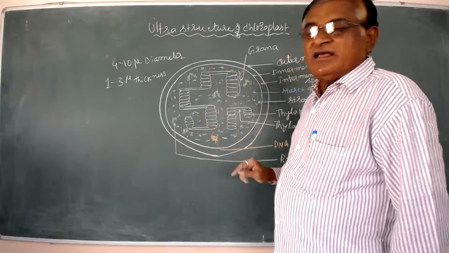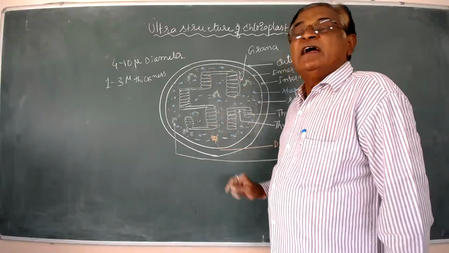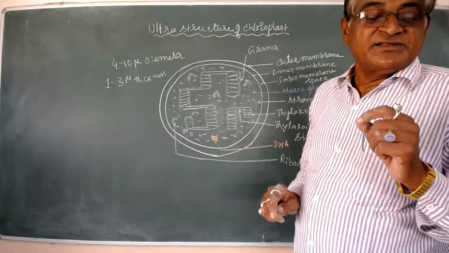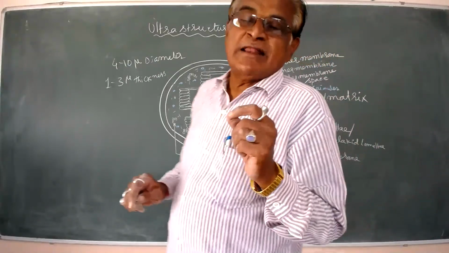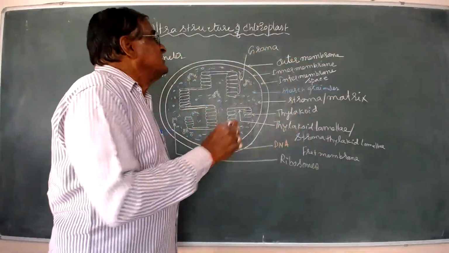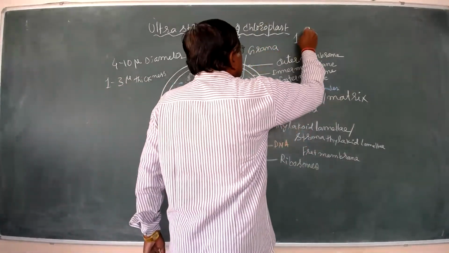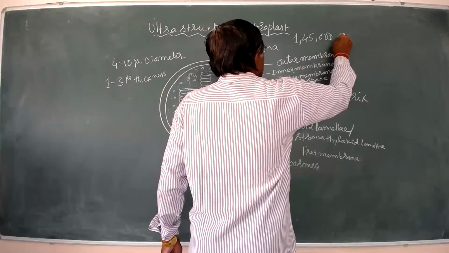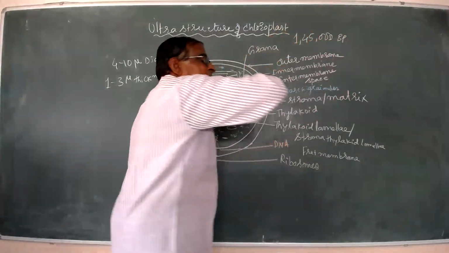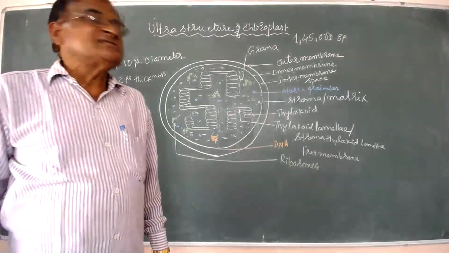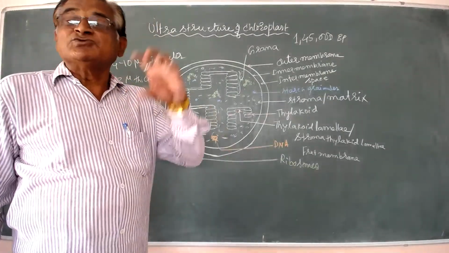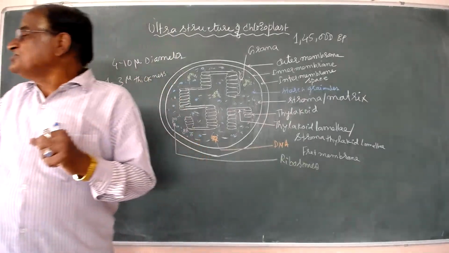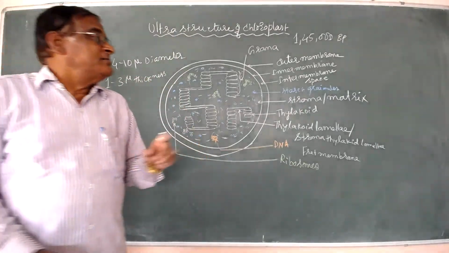Here, the most important one is the DNA. It is circular in structure, like in prokaryotes, with about 1,35,000 base pairs in general. The chloroplast has its own DNA and ribosomes, and these are the most important characters of the chloroplast.